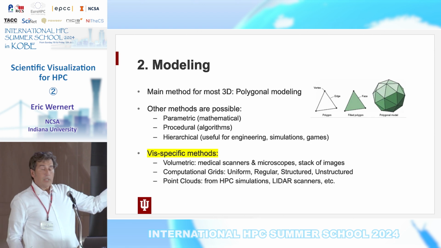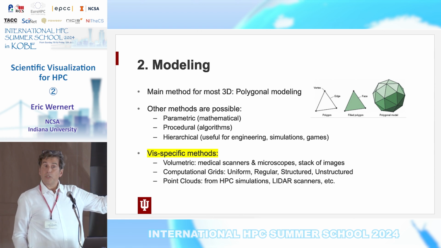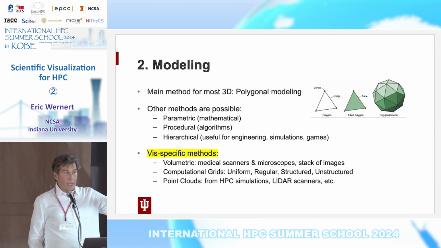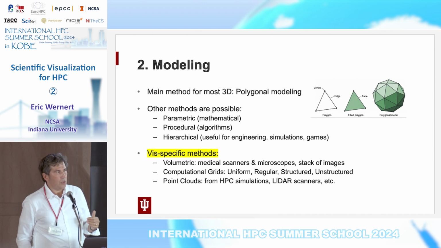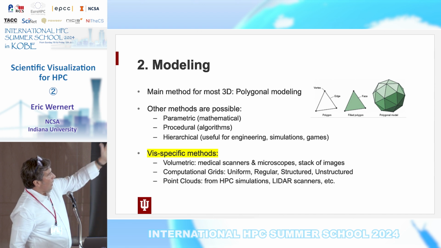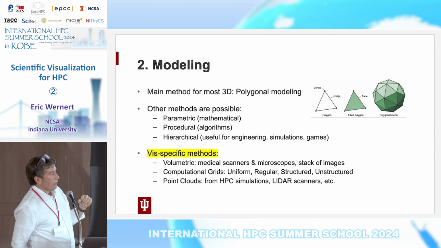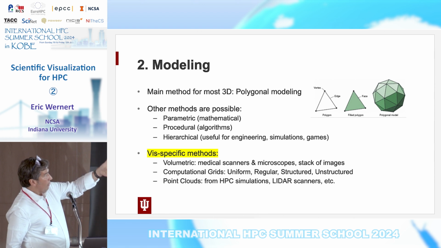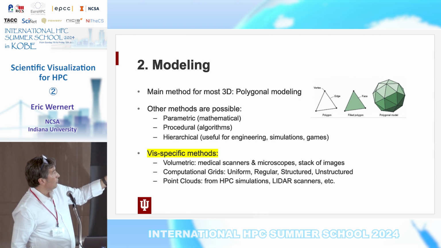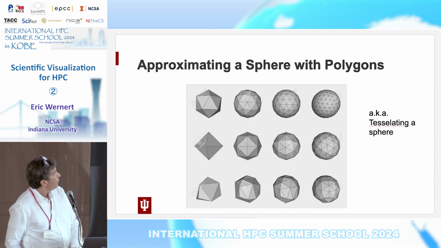Okay, models. Polygons are what drives most computer graphics up until recently. Again, game engines are now getting into ray tracing, but for the past 30 plus years, it's been polygonal modeling, and that's still what rules the roost and determines a lot of things. For viz-specific types of modeling, we've already talked about having these computational grids and volumes, and of course, we can do things like point clouds and such.